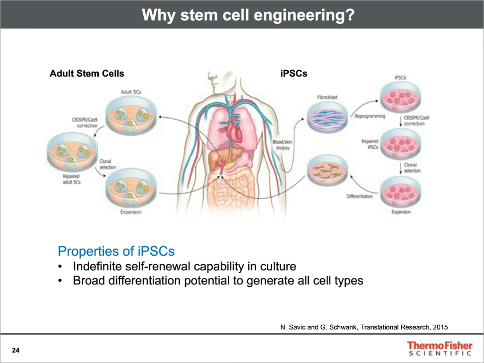Number one, most of the adult stem cells are quiescent, meaning it is difficult to grow them in culture, whereas iPSCs are highly proliferative and can be maintained indefinitely in culture. Number two, adult stem cell chromatin is less accessible, therefore it is difficult to manipulate them, whereas iPSC chromatin is open and readily accessible for genome manipulation. Next, I will talk about disease modeling using stem cells.